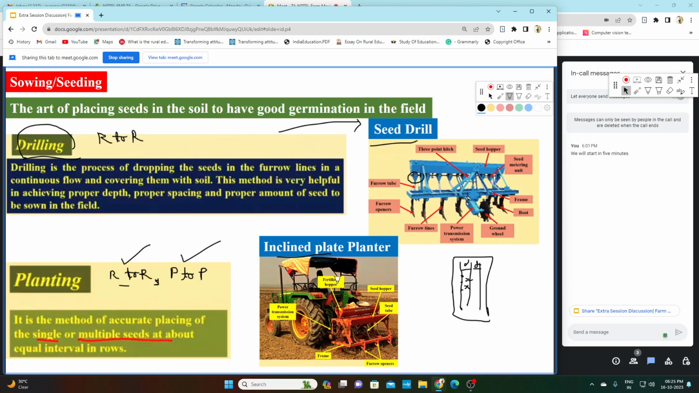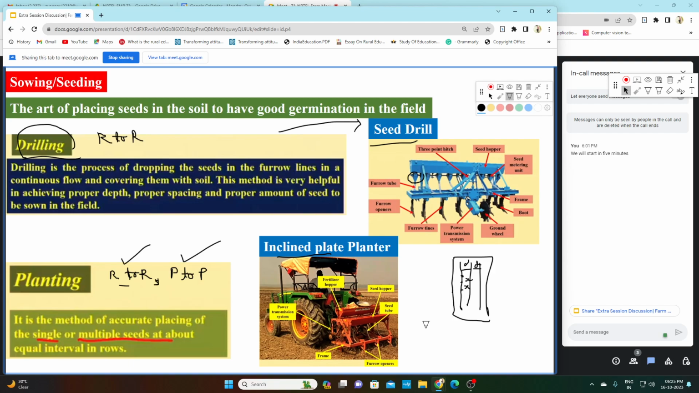So this is the difference between drilling and planting. For drilling we use a seed drill, for planting we use a planter. Same principle for seed drill and planter, only the difference is the seed metering mechanism. In the seed drill we generally use the fluted roller mechanism. In the planter we generally use the inclined plate mechanism. So this is about the seeding and sowing operation.